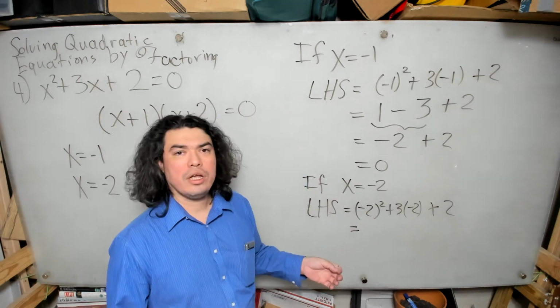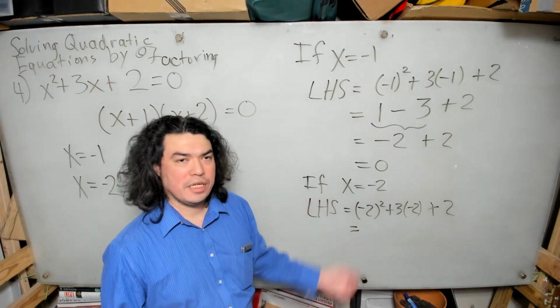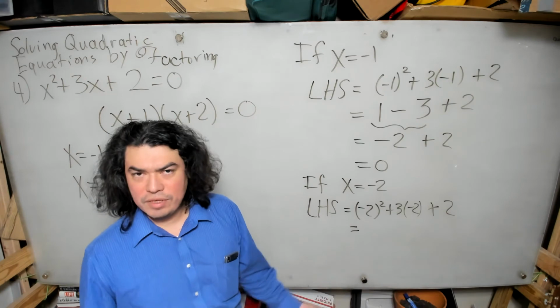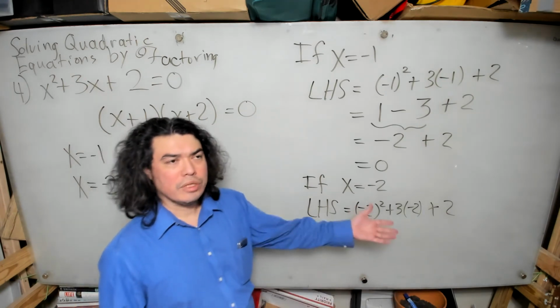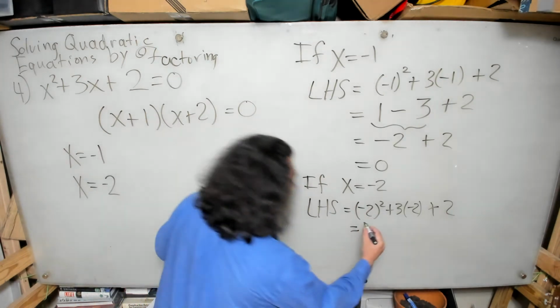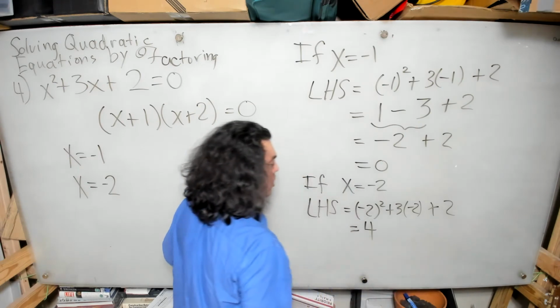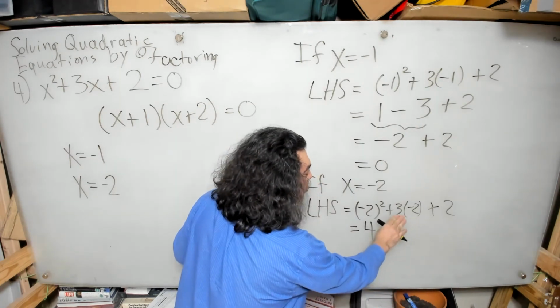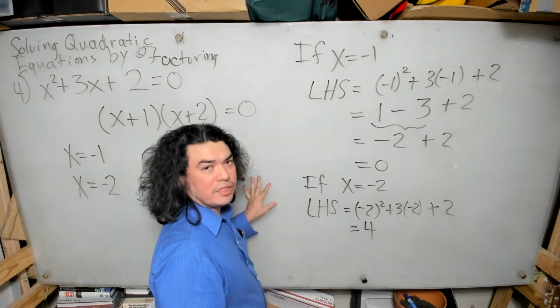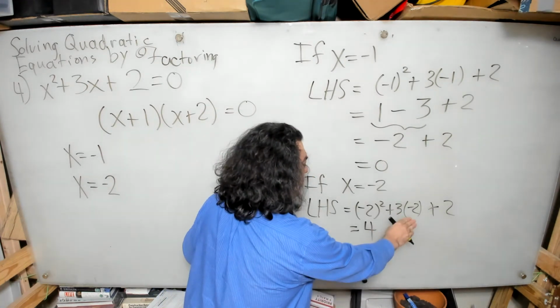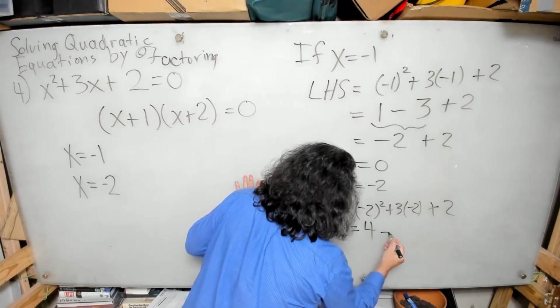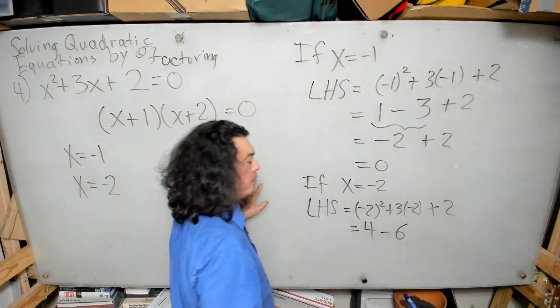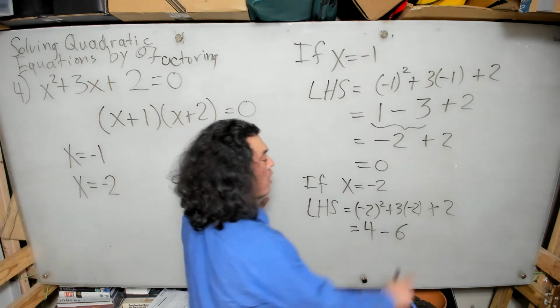Negative 2 squared is negative 2 times negative 2. A negative times a negative is a positive. 2 times 2 is 4. So this gives us positive 4. Now we're going to add 3 times negative 2. What is 3 times negative 2? That's negative 6. We're adding a negative number. Well, that's the same thing as subtracting that number. So in other words, minus 6 plus 2.